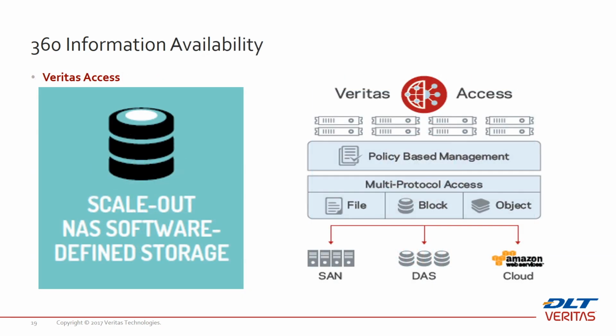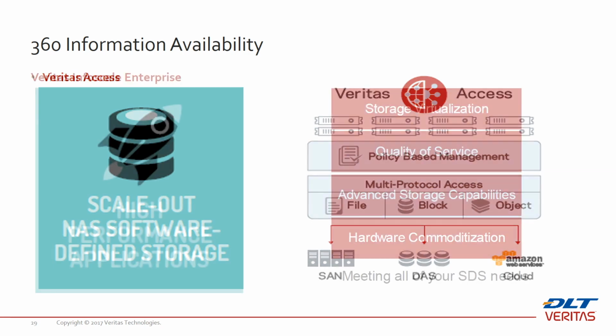Veritas Access enables organizations to easily manage data access regardless of where it resides, on-premises, off-premises, or in the cloud, with resulting application performance, cost-effectiveness, and scalability gains. Veritas Access is a scale-out NAS software-defined storage with key benefits to include meeting unstructured data performance needs, policy-driven data management, seamlessly move data to and from the cloud, and cost-effective long-term data retention.